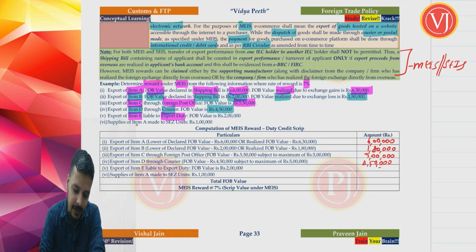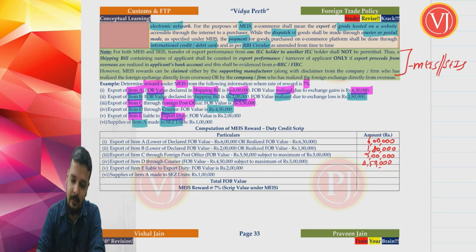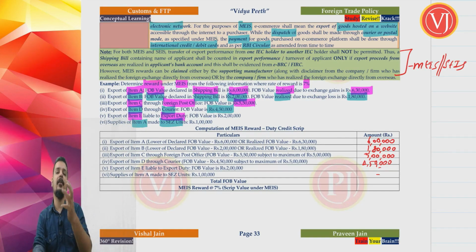And friends, export of item A to special economic zone unit. Though normally when you give something to special economic zone, you get all the benefits of foreign trade policy, but not MEIS, SEIS, not MEIS and SEIS. So this is ineligible. I'll repeat, normally when you give something to SEZ and EOU, you are entitled to benefits of your foreign trade policy, but not your MEIS script and SEIS script.